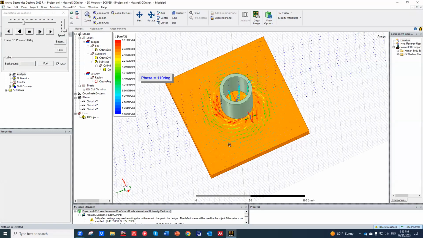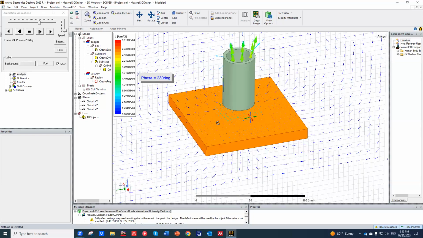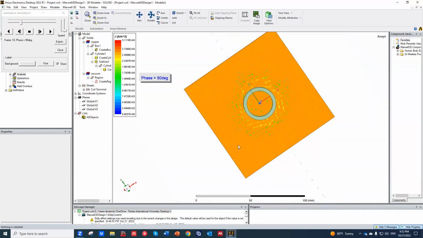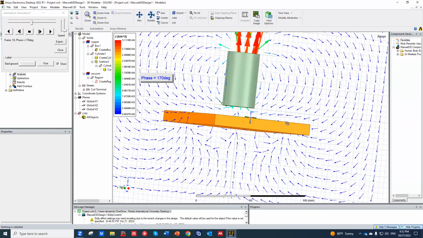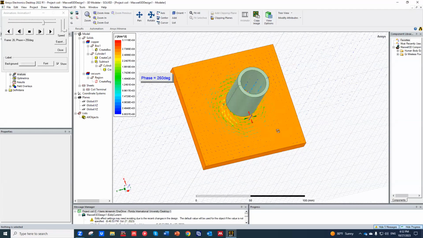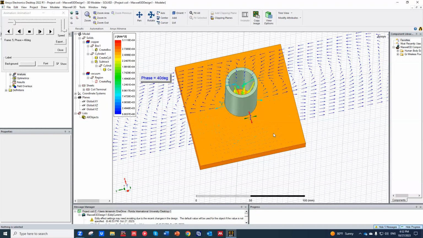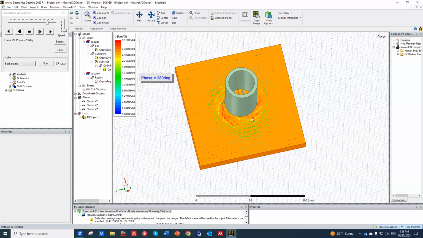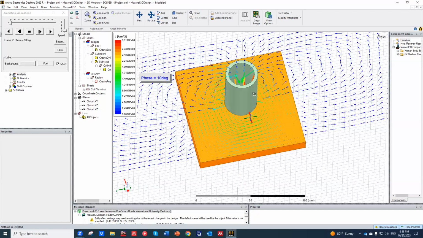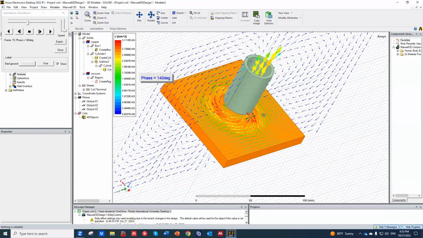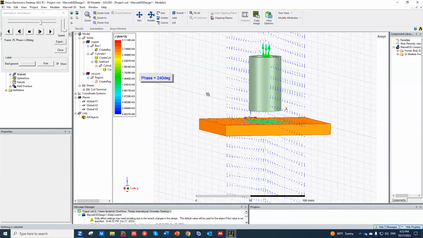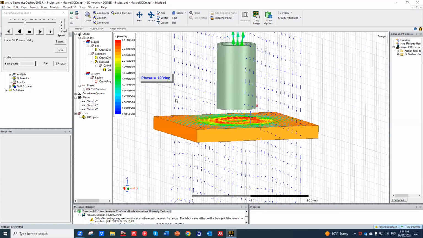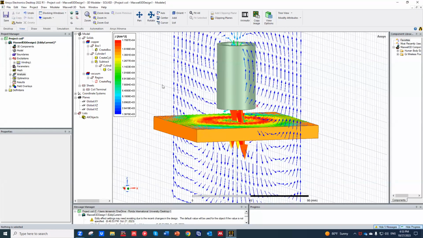Okay, so now it is animated, and now we can nicely see what happens to the current distribution, and how it follows the magnetic field. For example, when the magnetic field points up, the current is clockwise. When it goes down, the current is counterclockwise. Yeah, but this is the current on the surface, right? But what happens in the bulk of this metal?